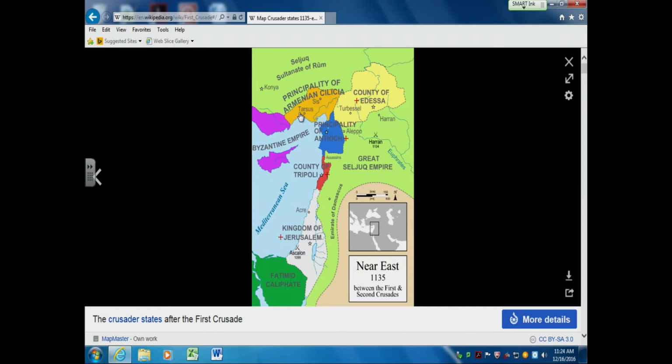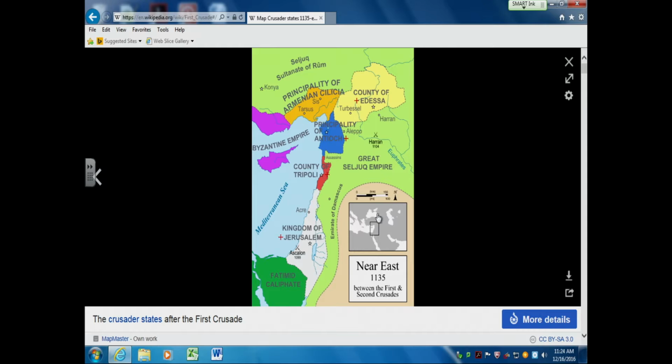For about 200 years, right here, these are Christian enclaves in the middle of an Islamic sea. Up here, you're fighting the Turks. The Byzantines are above that. You've got Arabs all over here. Not easily defensible borders either.